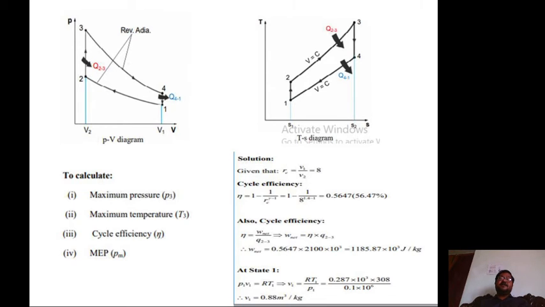For state 1, P1 V1 is equal to R T1, V1 is equal to R T1 by P1. You substitute R, the given value 0.287 into 10 to the power of 3, because he has given in kilo, and T is in Kelvin, that is 308. The pressure value is 0.1 into 10 to the power of 6, 0.1 megapascal. You will get V1 is equal to 0.88 meter cube per kg.